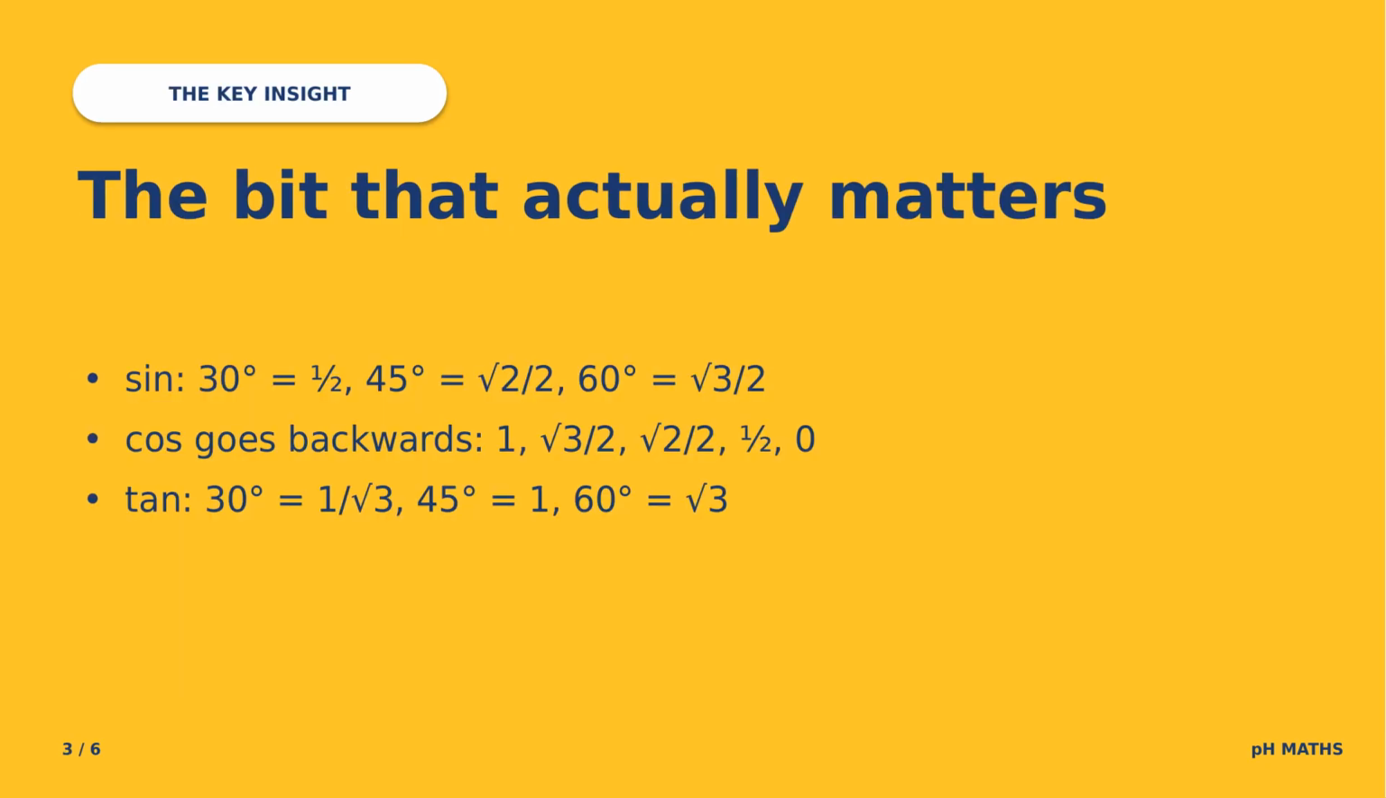Memorize these. Sine of 30 is 1/2. Sine of 45 is root 2 over 2. Sine of 60 is root 3 over 2. Cosine goes the other way. Cosine of 30 equals root 3 over 2. Cosine of 45 equals root 2 over 2. Cosine of 60 equals 1/2.